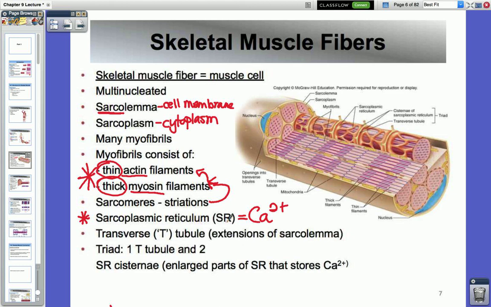And then our transverse tubules are just extensions of the sarcolemma. This is going to be what allows for nerve impulses to travel down the muscle cell. Also, triad, again, just another term of the tubule and parts of the SR. And the sarcoplasmic reticulum, just like the ER of a regular cell, but because we're talking about a muscle cell, it's very specialized. Again, very important when it comes to storing calcium.